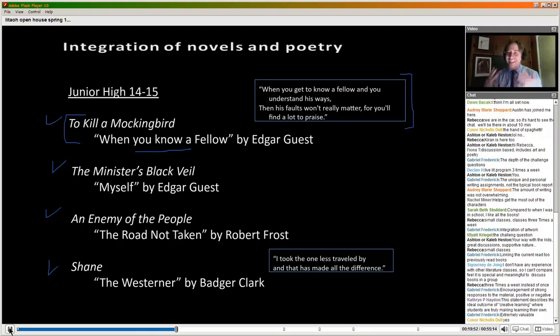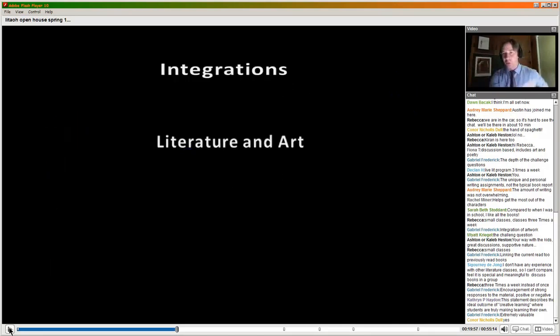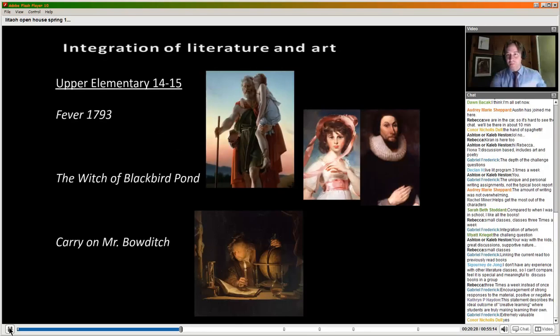So to get at deeper meanings, to get at themes, we see them pop up in different places using poetry. Now, next up, literature and art. I've spent a lot of time with art appreciation. Many of you know that I wrote a book on my approach to art appreciation called Touching the Art. A lot of that influence from Touching the Art has come over into literature at our house. So how do we integrate art and literature?